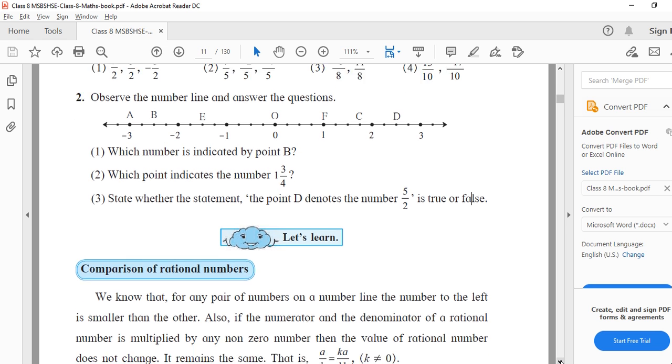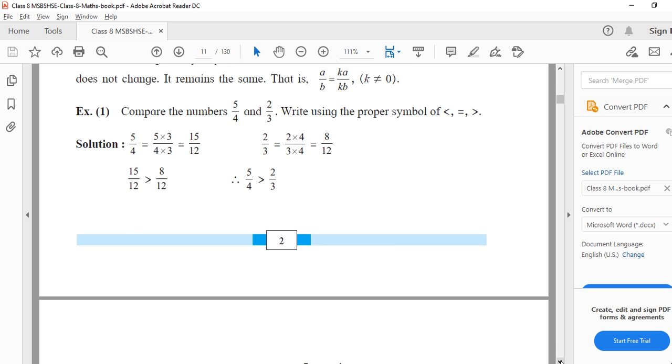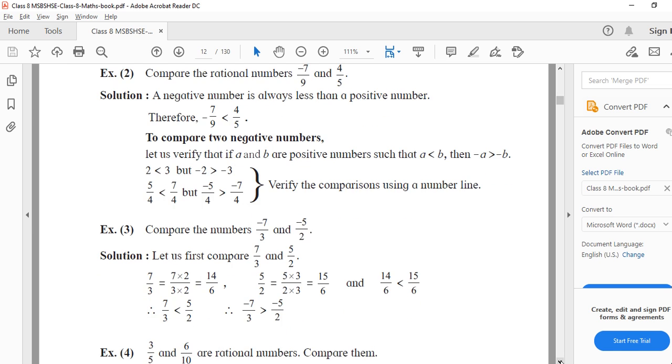Okay, I think this should be easy. There should not be much problem. In case there is, then you can send your queries to me. I'll be happy to solve them.